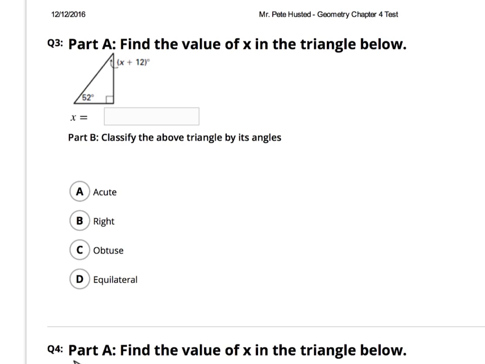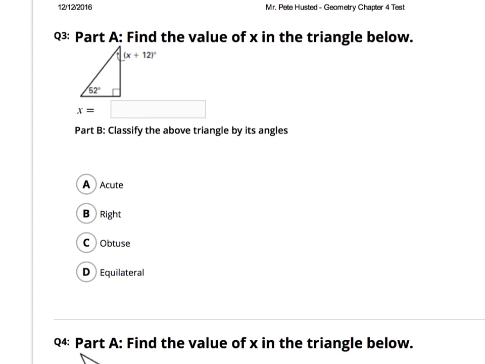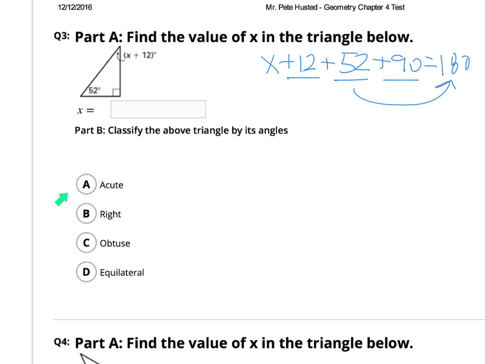Question number 3, part A. All right, again, we're finding x. Remember, all inside angles add up to 180. So the first one, you've got x plus 12 plus the angle that's 52 degrees plus the angle that's 90. Set that all equal to 180. Got lots of like terms to combine here first. Then move them all over. I'll help you find the value of x. Part B, is this triangle acute, right, obtuse, or equilateral?